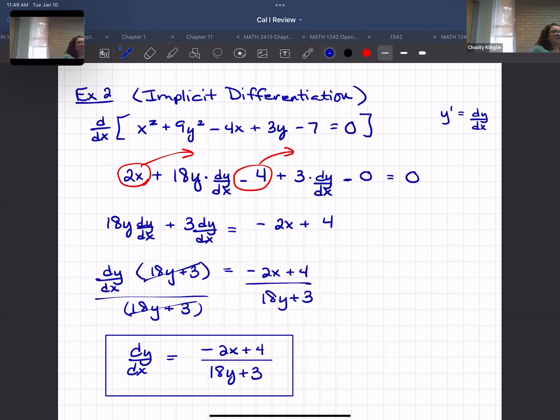The only other thing before I move on is be careful. Sometimes they want to stick a product rule in there. If there was like a 4xy in the problem, you've got to do the product rule on that, because that's x times y. That's your product. Don't just do 1 times dy dx. I'm pretty sure there's a homework problem with that in there, so just be aware of that.